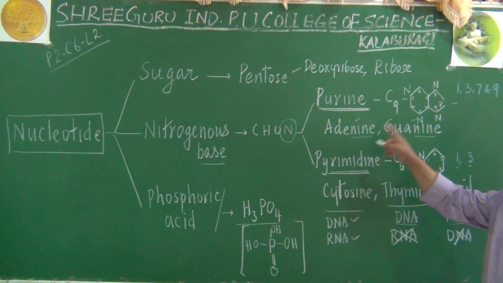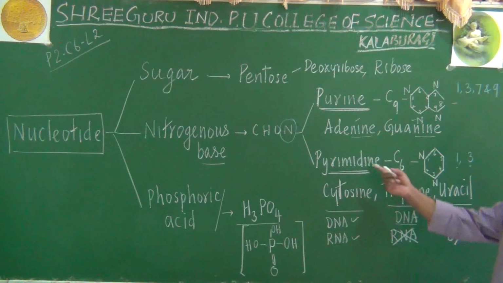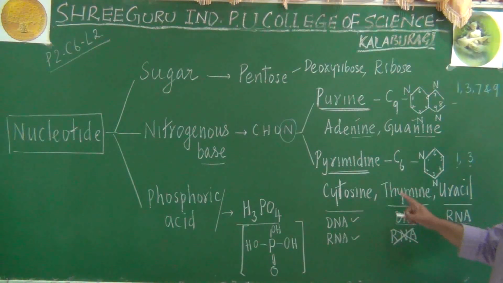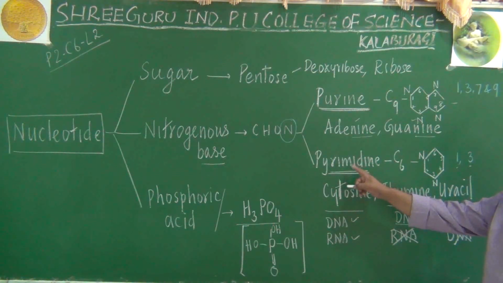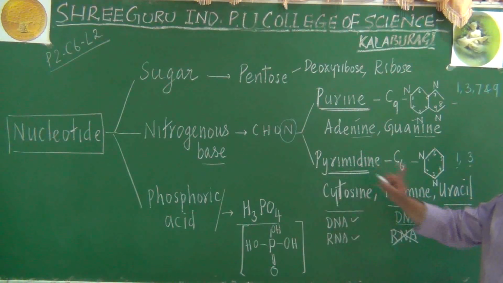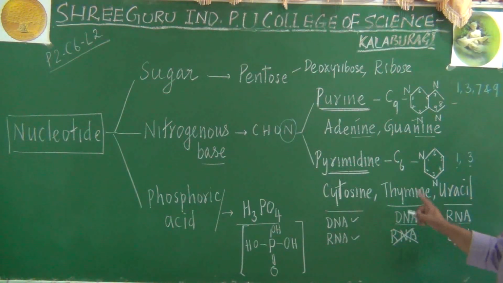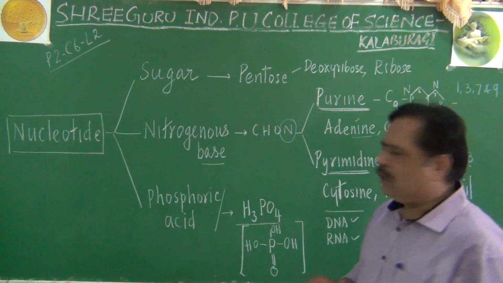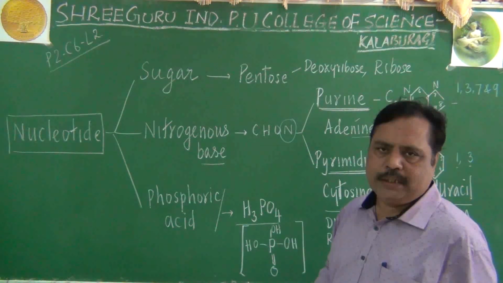Example for purine is adenine and guanine. Example for pyrimidine is cytosine, thymine and uracil. Don't forget to remember the spelling of pyrimidine. It is not pyramid, okay, it is pyrimidine. Here also thymine, not thiamine. Remember the spellings. Among them, I told you another important point. While thymine can be found only in DNA, uracil can be found only in RNA. Remember, this is regarding nitrogenous base.